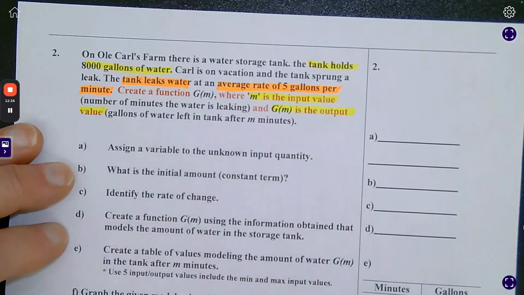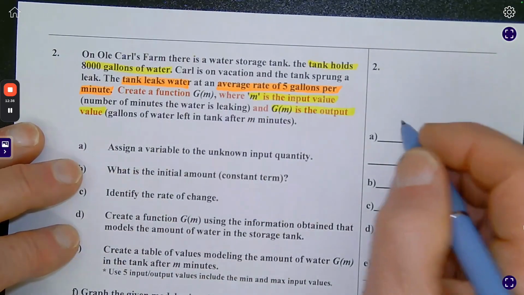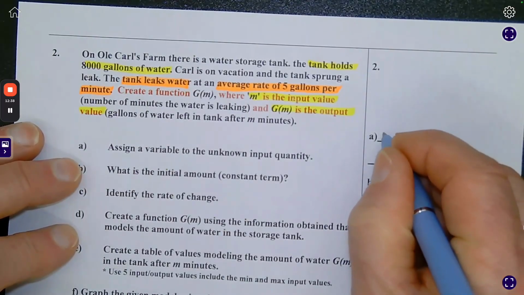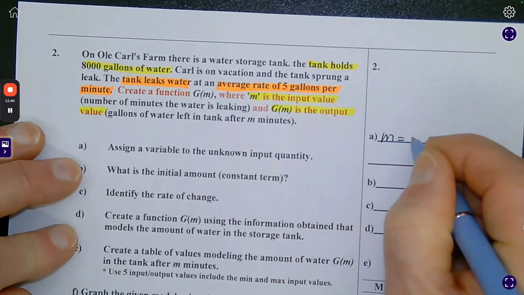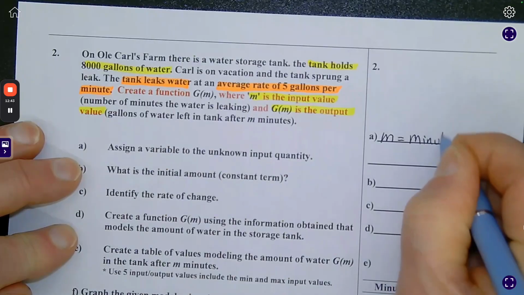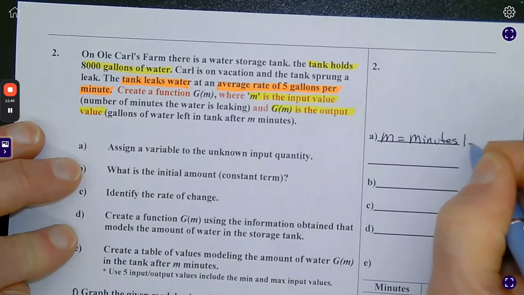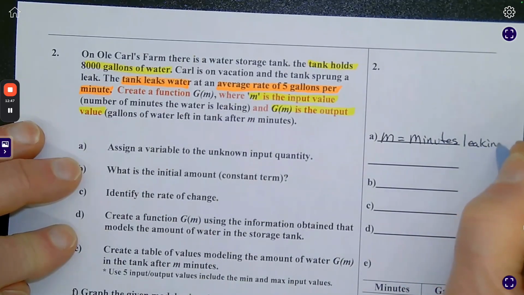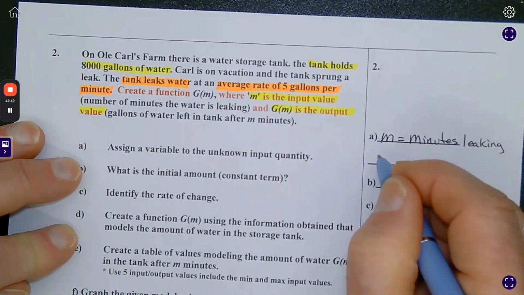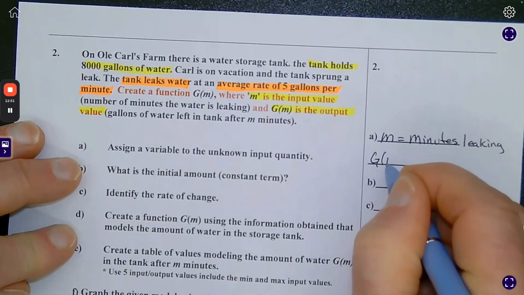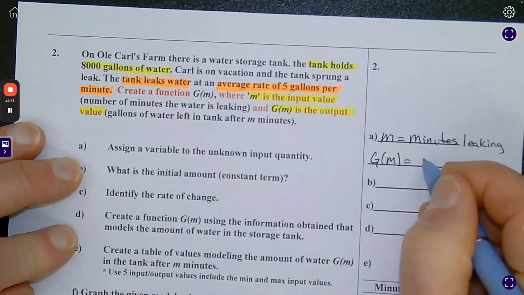Okay, let's do this. Assign a variable. All right, so I'm going to do my input variable first. That's m. That's minutes leaking. Okay, and then I'm going to do g of m. And that's gallons left.